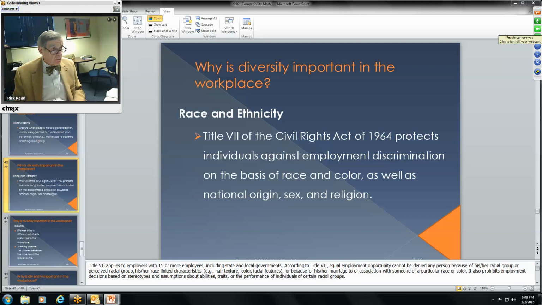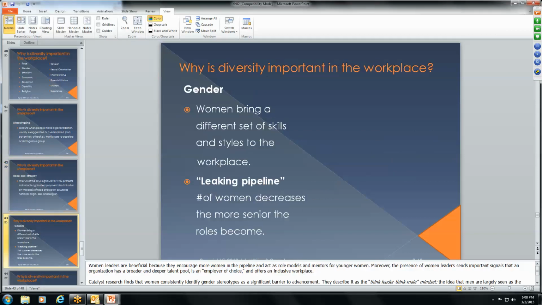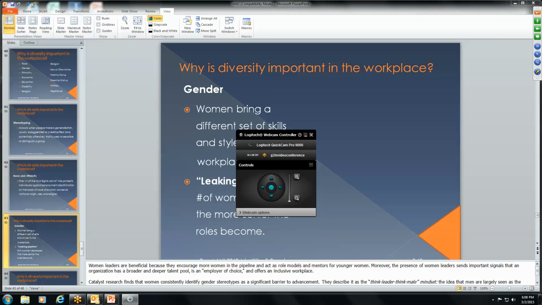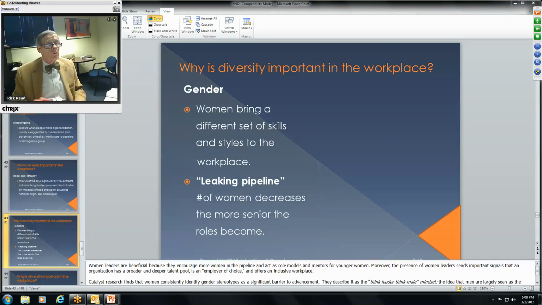Gender is another thing we have to look at. Women bring different skill sets to the workplace, and we're going to find that spoken to a great deal in the Xerox case. And then we have the leaking pipeline phenomenon, which I'm not going to go into because that's part of the Xerox case. I want you to come to your own conclusion about what that means, as opposed to me making some mention about it.